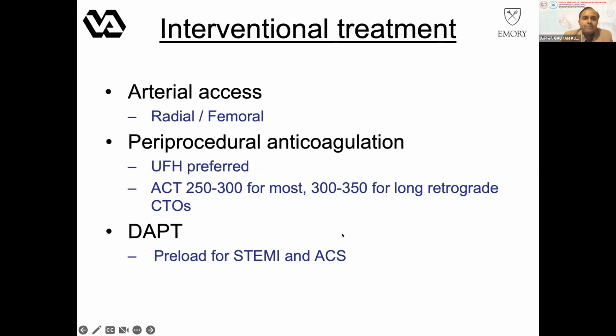For peri-procedural anticoagulation in these patients, we generally prefer unfractionated heparin because it is cheap, it is available, and we can monitor it. An ACT of 250 to 300 is probably suitable for most cases. Between 300 to 350 for longer retrograde CTOs, and sometimes for extensive atherectomy, you may also want a slightly higher ACT. For DAPT, we generally load all of our STEMI and ACS patients, and in patients who come in for planned PCI, we tend to load them with DAPT before the procedure as well. Because after the procedure, we don't know how their condition will be. They may be having some nausea, vomiting, etc., and we may not be able to load them on DAPT after the procedure. So it's probably a good habit to do that upfront.